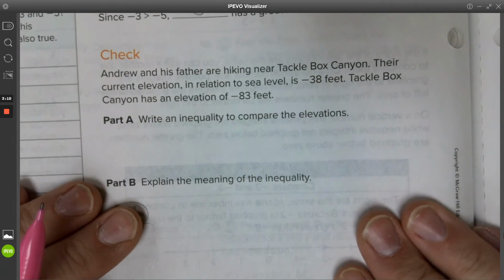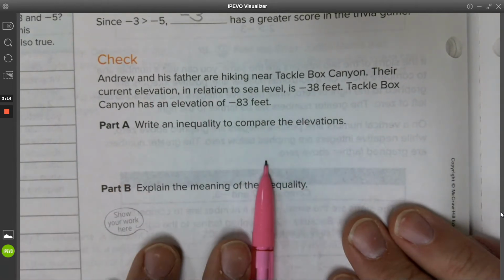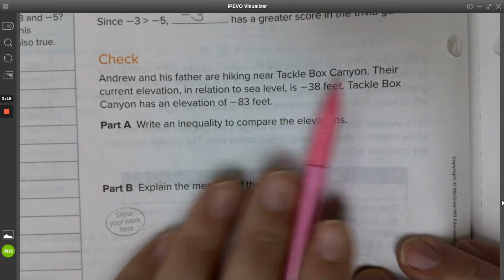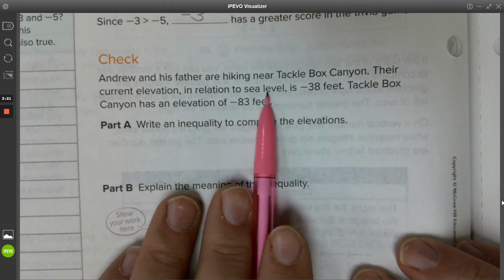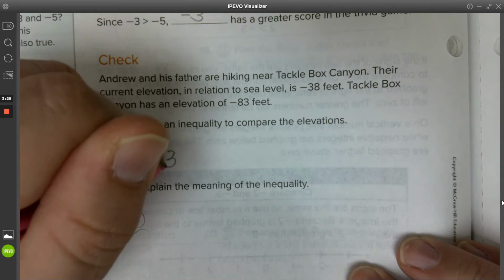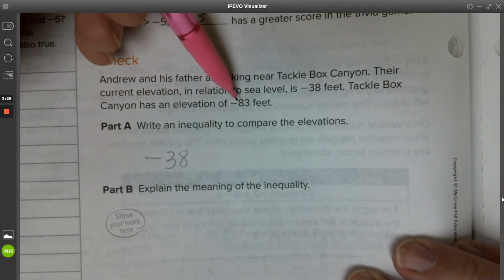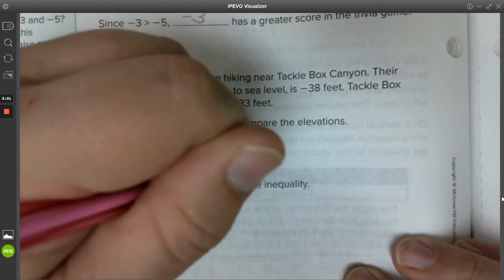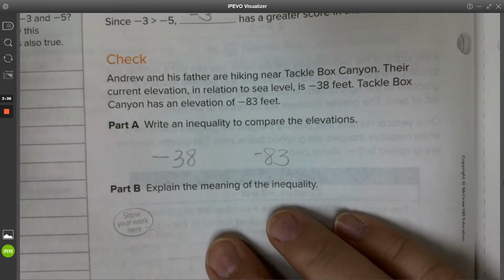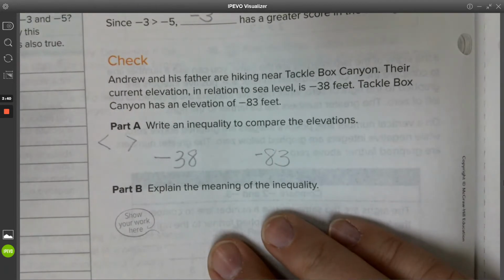All right. Now, let's go ahead and do our check here. Remember, you guys should be doing this one. Andrew and his father are hiking near Tacklebox Canyon. Their current elevation in relation to sea level is -38 feet. I'm going to start by writing that value down. Tacklebox Canyon has an elevation of -83 feet. So we're writing an inequality using the elevations. Now remember, we use the less than or greater than symbol, okay?